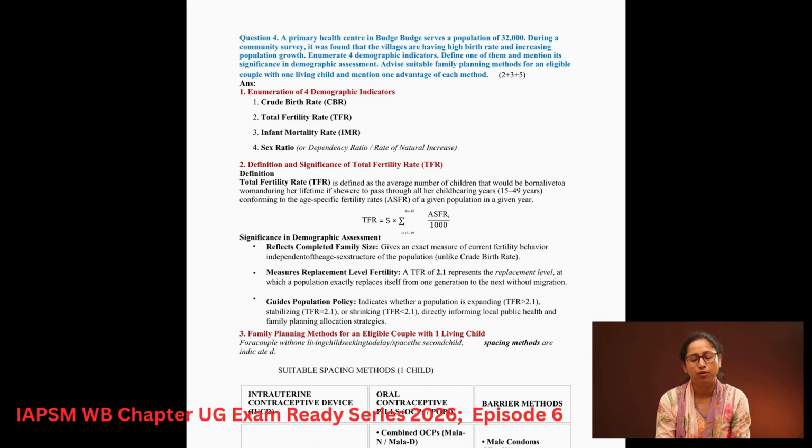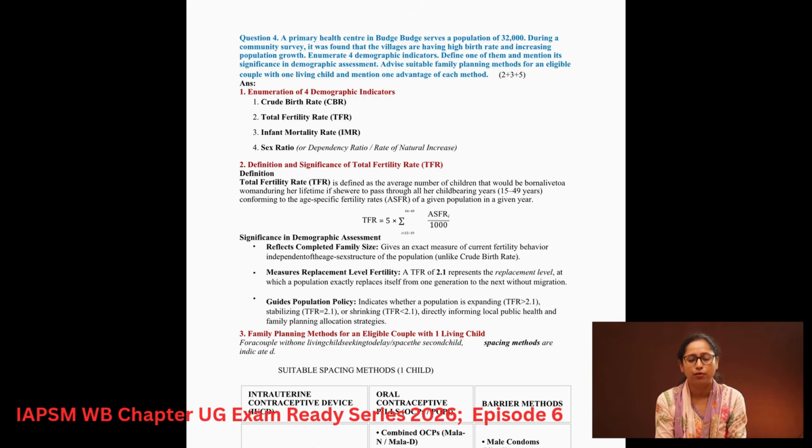Now, coming to question number 4, the question was: a primary health center in Bajbaj serves a population of 32,000. During a community survey, it was found that the villages are having high birth rate and increasing population growth. Enumerate 4 demographic indicators, define one of them and mention its significance in demographic assessment. Advise suitable family planning methods for an eligible couple with one living child and mention one advantage of each method.